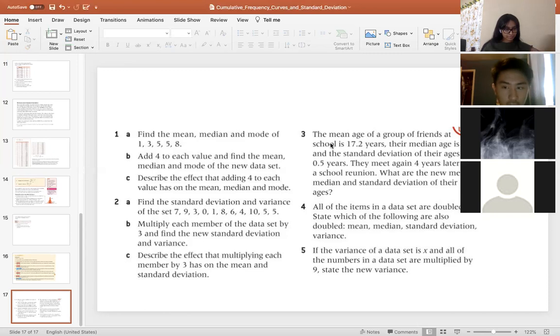All right, are we on 2 now? Give me a sec, just want to make sure. So yep, the mean is 8.4. The median is 9, and the mode is also 9. Okay, great. Describe the effect that adding 4 to each value has on the mean, median, mode. We just went over that.